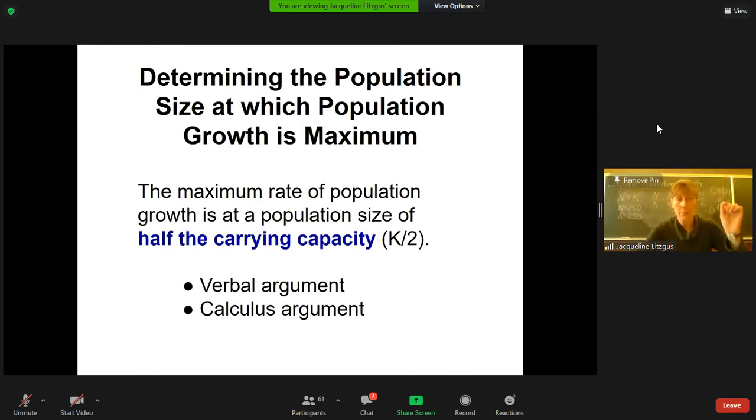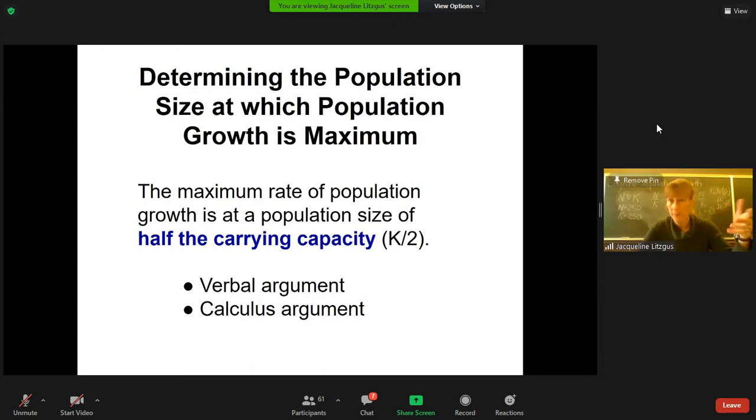Starting with when the population is really small, the per capita growth rate is going to be close to the maximum, because there are lots of resources for everybody. The population is small, so that little r value, the per capita growth rate, is going to be really high. There's very little competition. So per individual, the growth rate's really high, but there are very few individuals. So overall, the population is not going to grow very fast.